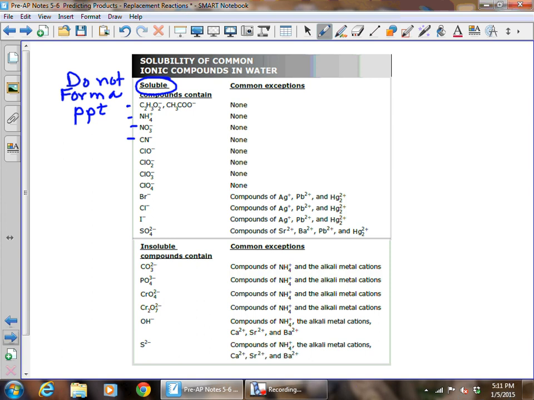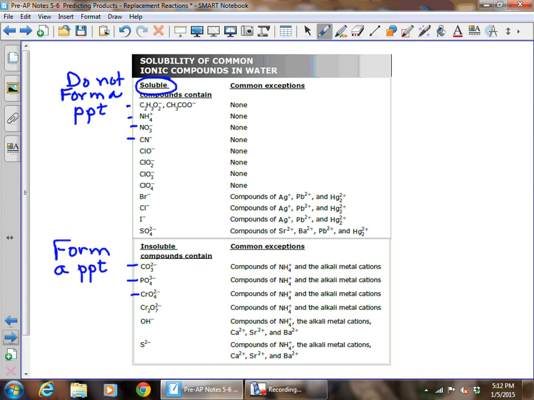Insoluble compounds, on the other hand, if you'll look down here at the bottom, compounds that contain carbonate, phosphate, chromate, etc., these tend to form insoluble compounds. And if they form an insoluble compound, then they do indeed form a precipitate.